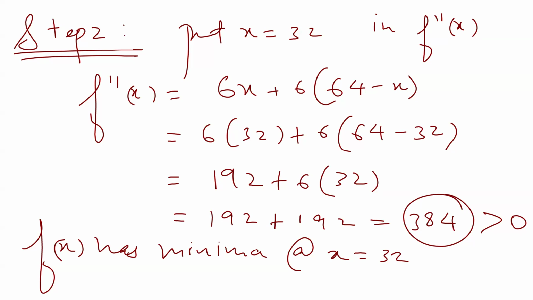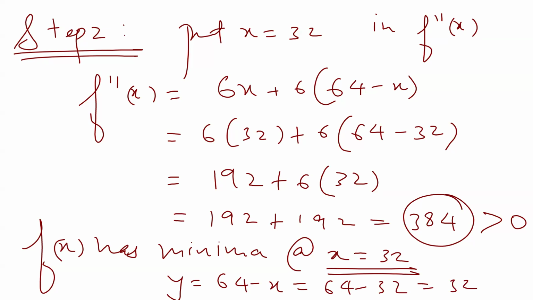Now we have to divide 64 into two parts. So the first part x is 32. Second part is y. Y is 64 minus x, 64 minus 32, which is equal to 32. So we have separated 64 into two parts, that is 32 and 32. Okay. Question number 5. After this, I'll go to question number 5.